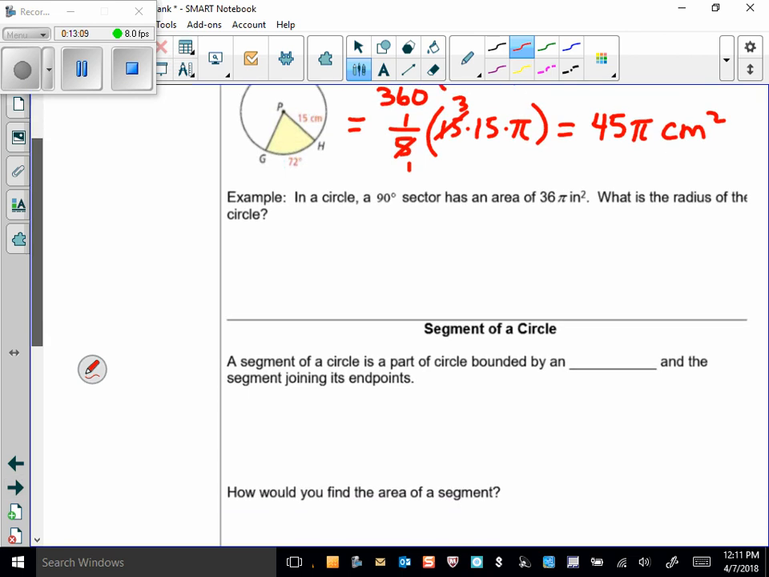Okay, how about this one? Why don't you pause here and you try to do this one, and then I'll put the answer up.